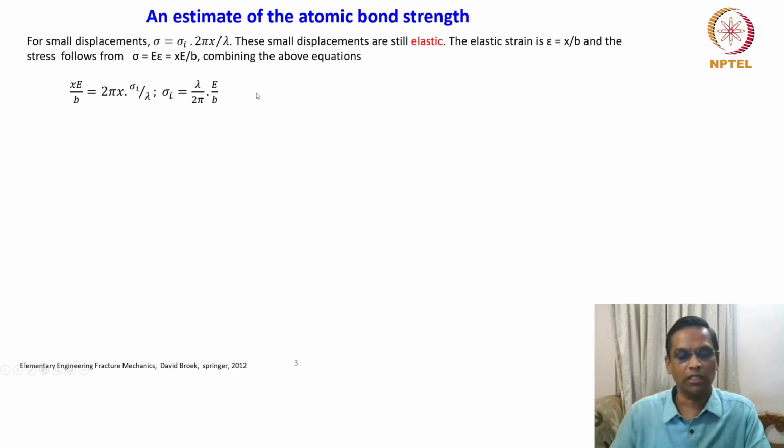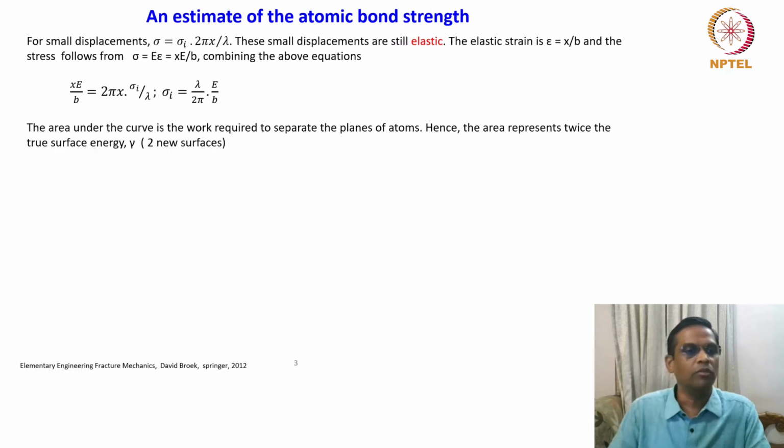So this is one expression, and we need to eliminate lambda. So we will go to the other part of the calculation. The area under the curve is the work required to separate the planes of atoms. Hence, the area represents twice the true surface energy gamma.